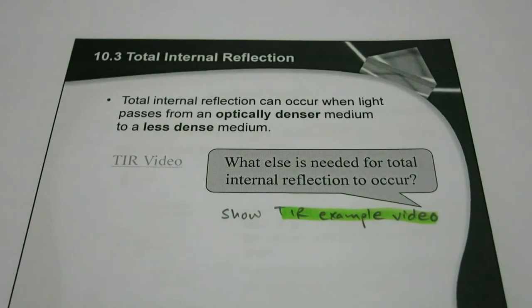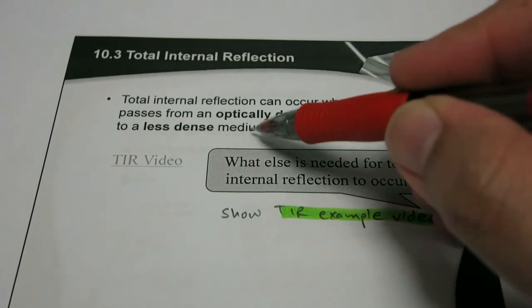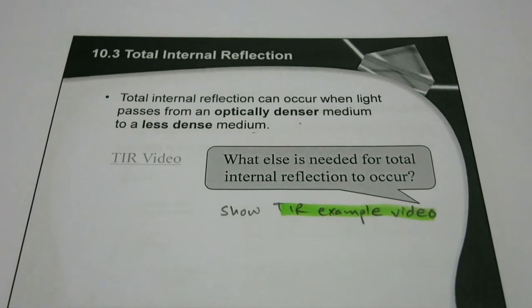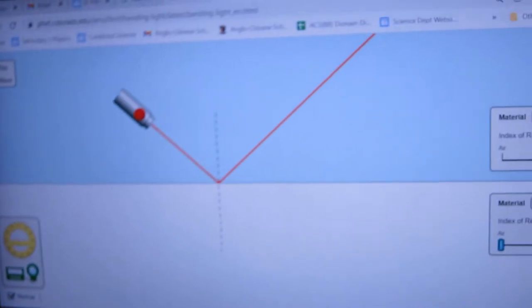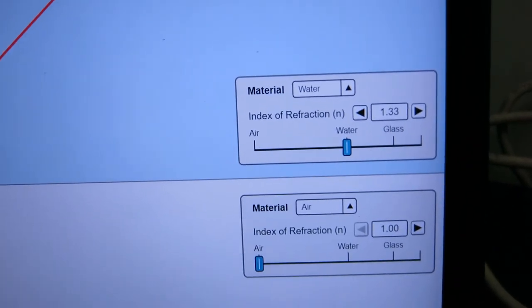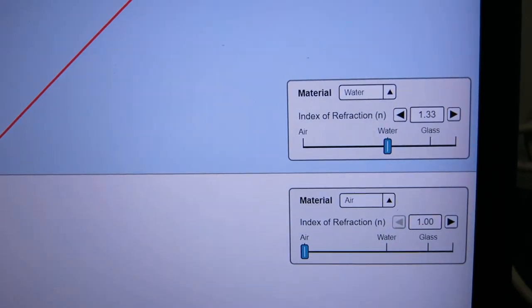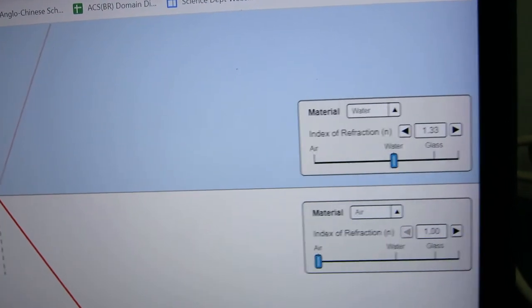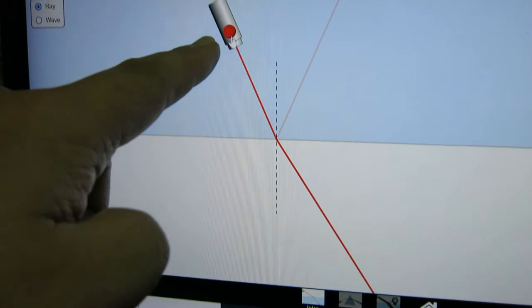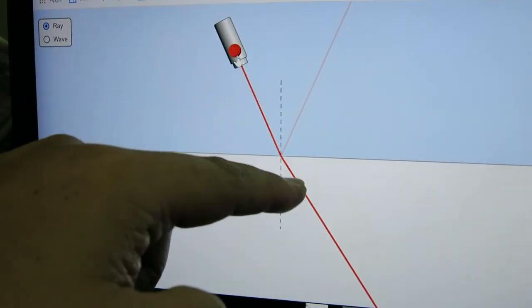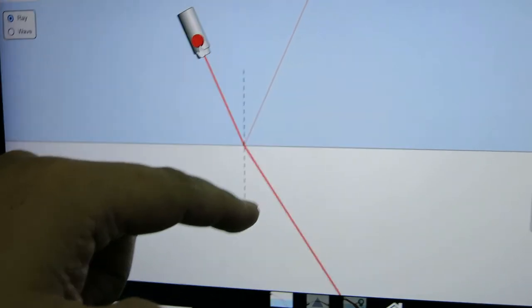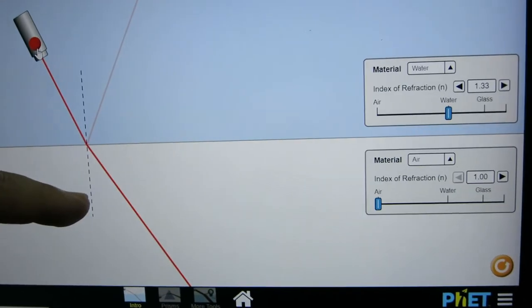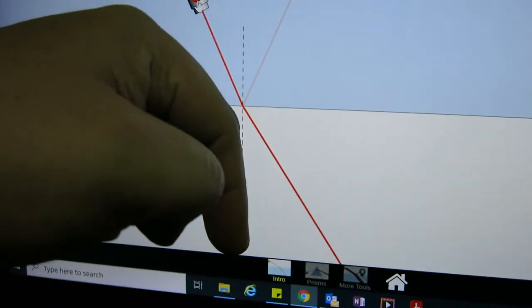Total internal reflection can only occur when light travels from an optically denser medium to an optically less dense medium. I'll just show you how it looks. You have a medium here, with water at the top and air at the bottom. So light is trying to travel from water to air, from a more optically dense to a less optically dense medium. If you look at the light ray, this is what you would expect. It comes in, this is the angle of incidence. Then because air is less dense, the light speeds up, so it will bend away from the normal.